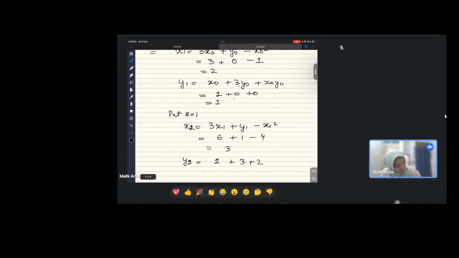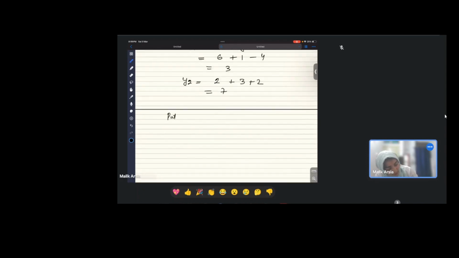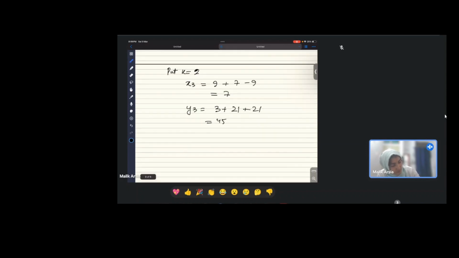This will be 2 and it will be 7. Now put k equal to 2. x3 will be what? 9 plus 7 minus 9. It will be 7, and y3 will be 3 plus 3 into this is equal to 21 plus 21. It will be 45. So the answer is x3 and y3 will be 7 and 45. Okay.